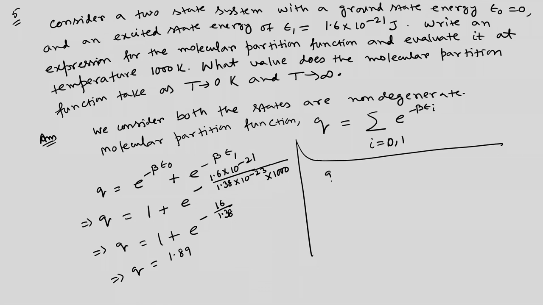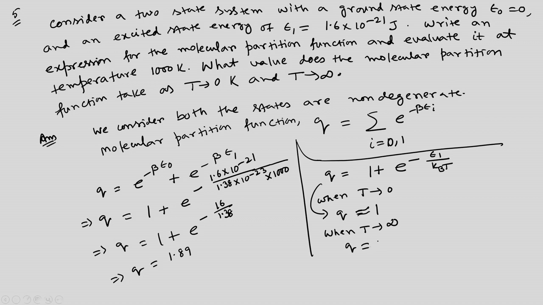Now we need to calculate the value of Q when T goes to 0. We obtained Q is 1 plus e to the minus epsilon 1 by kBT. So this is the expression we have. When T goes to 0, Q goes to 1, because e to the minus epsilon by kBT goes to 0 when T goes to 0. When T goes to infinity, the first term is 1 as it is, and the second term, e to the minus epsilon 1 by kBT, gives 1. So we get the value of Q is 2.